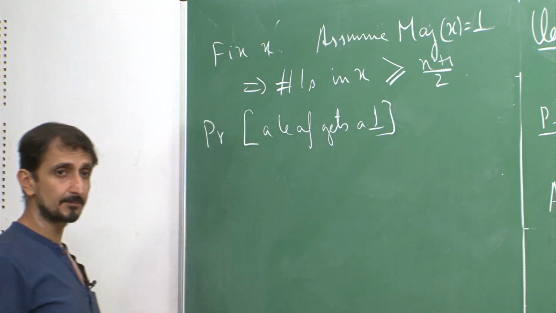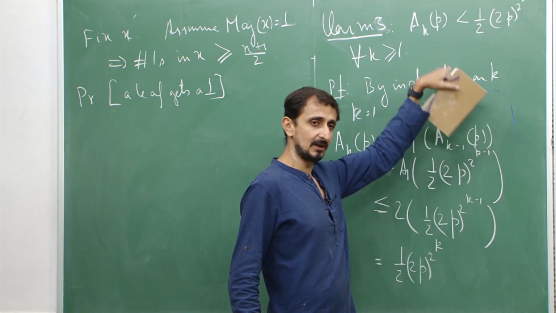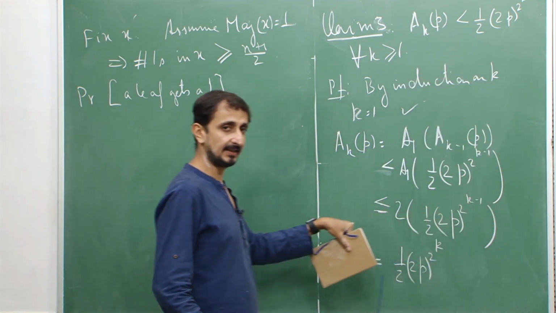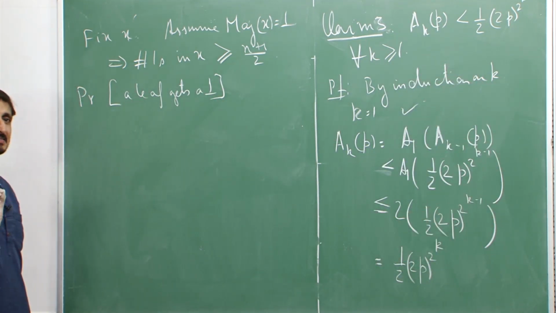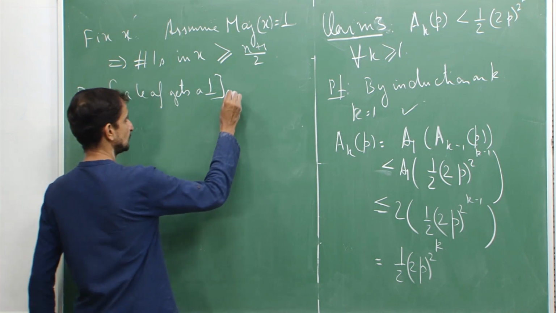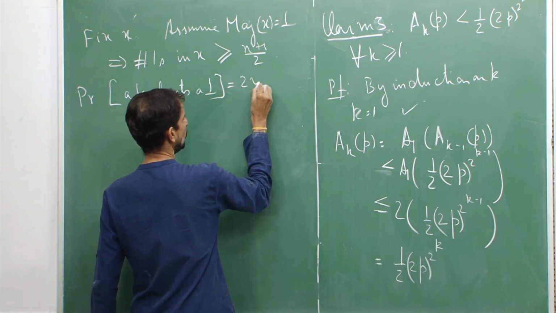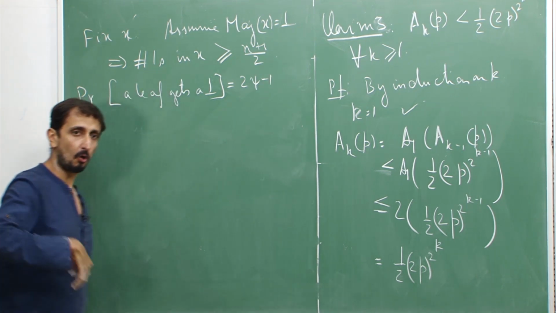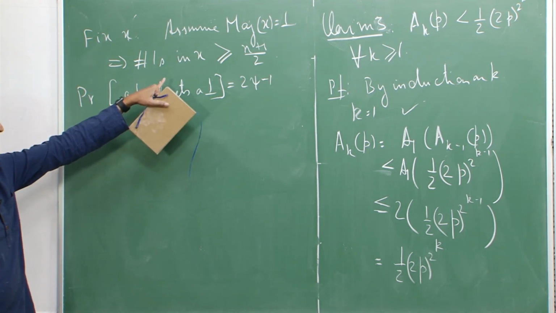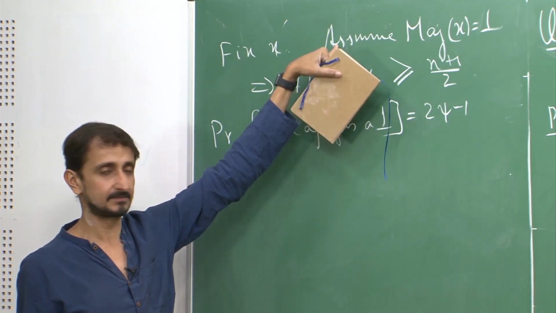Okay. So, what is the probability that a leaf gets a value 1? We have this randomly chosen formula that we saw at the beginning. Now, how does a leaf get a value 1? It gets a value 1 either if we assign it a constant 1, which happens with probability 2 psi minus 1, or if one of the variables is 1 in this fixed x. Okay.